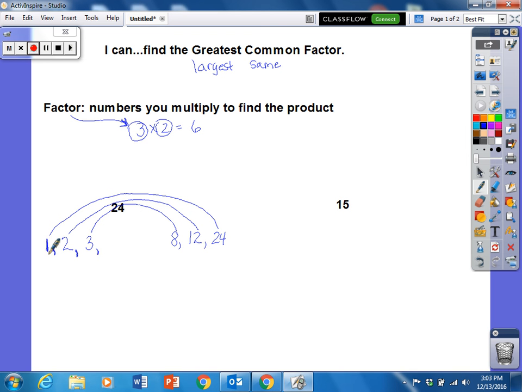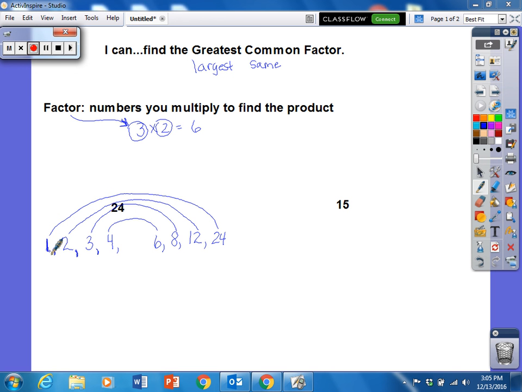Okay, let's look at the next number. 1, 2, 3, 4. Does 4 go into 24? Yes. 4 times 6 equals 24. And then we go to our next number. 1, 2, 3, 4, 5. Does 5 go into 24? Nope, because when we count by 5s, we don't hit 24.